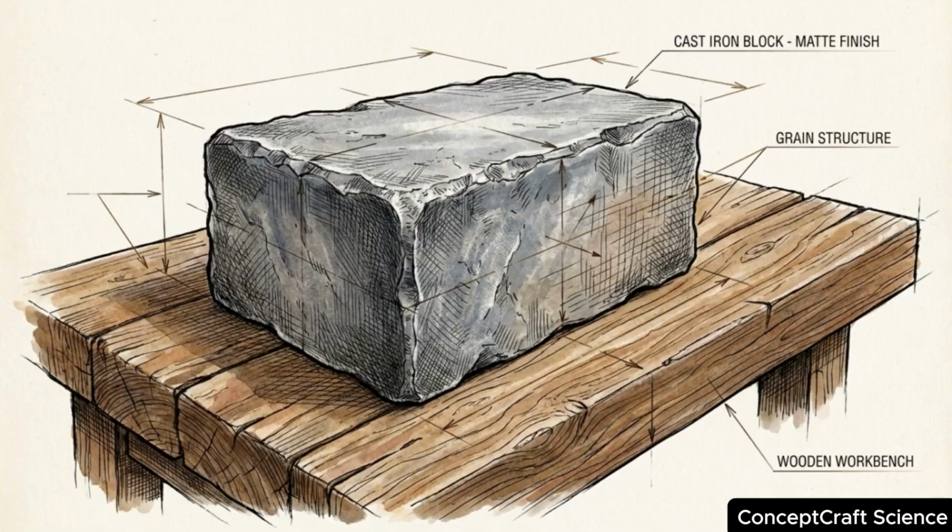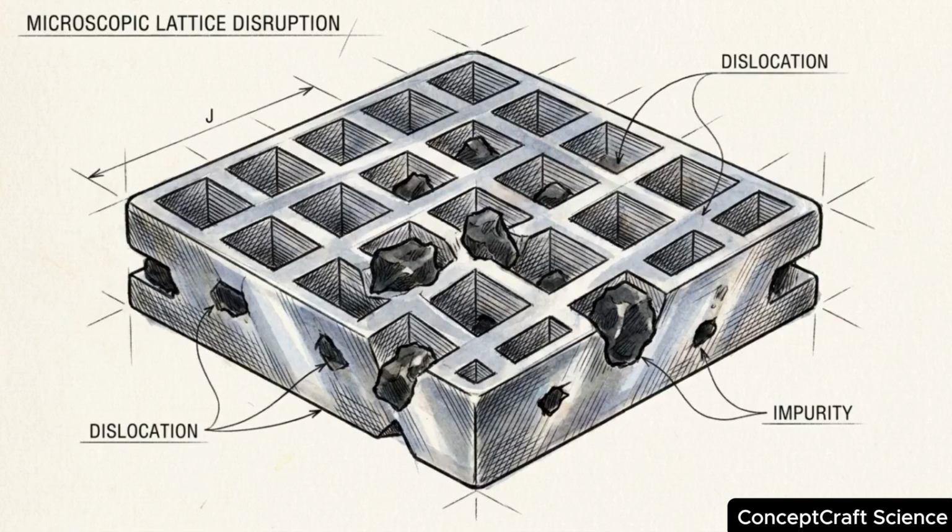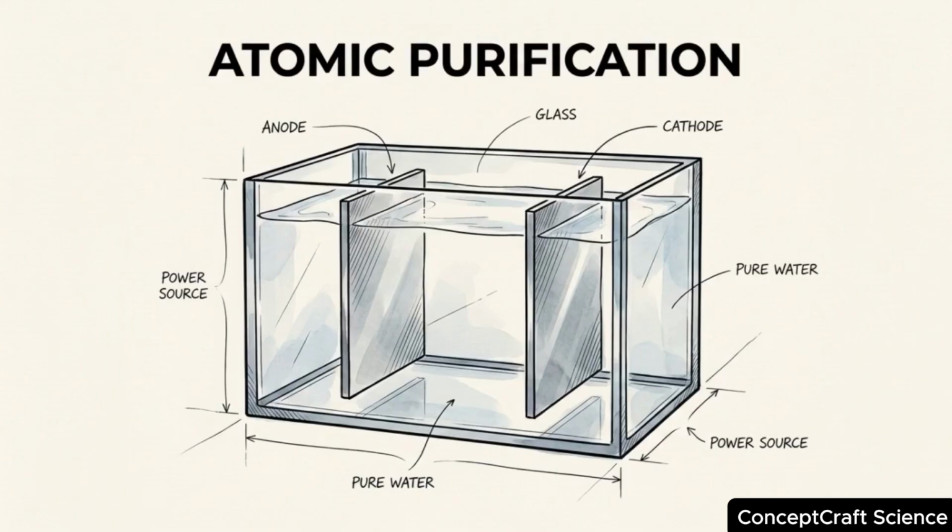Yet, even after these violent extraction methods, the resulting metal is rarely perfect. It is often riddled with microscopic trace elements that compromise its physical strength. This diagram shows how we fix it.